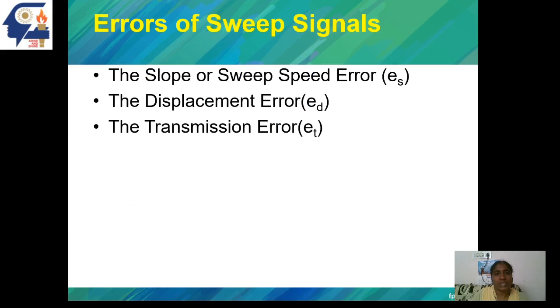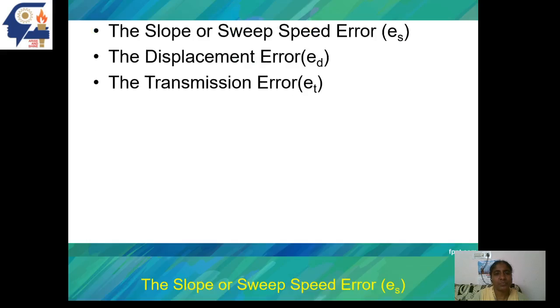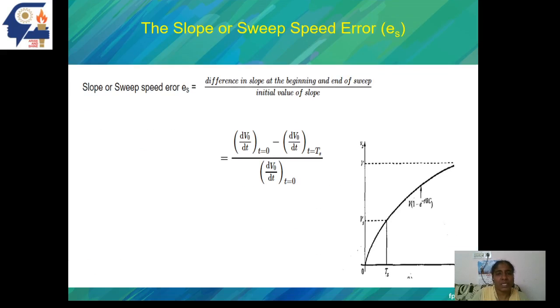Coming to the errors in the waveform which are generated by sweep circuits, we will determine whether the waveform is linear or not. These are the measures: sweep error, displacement error, and transmission error. Coming to sweep error, this is the waveform we are going to generate in the exponential sweep circuit, and this is the output equation, V into 1 minus e power minus t by RC.